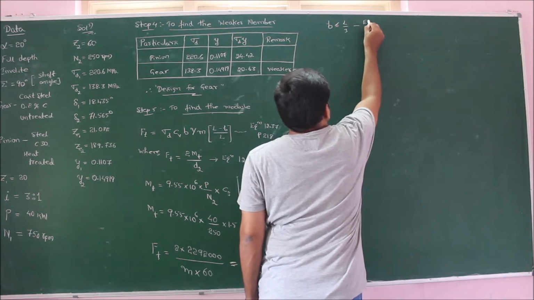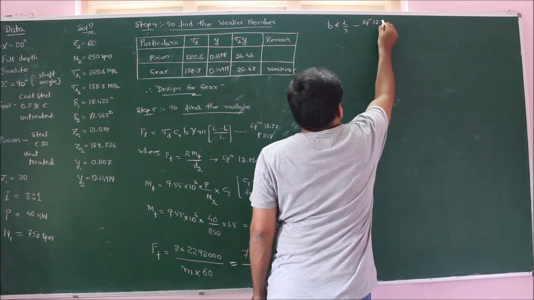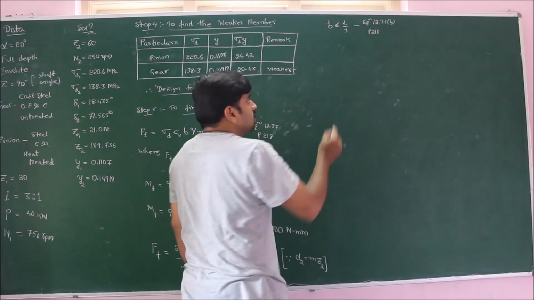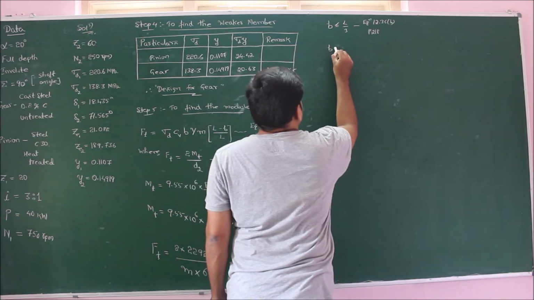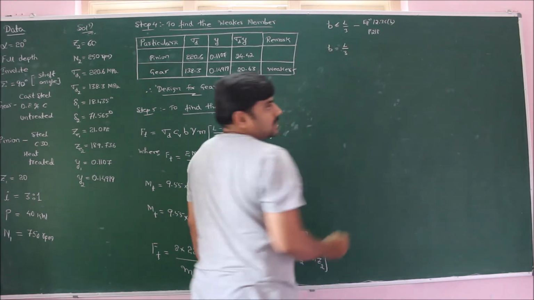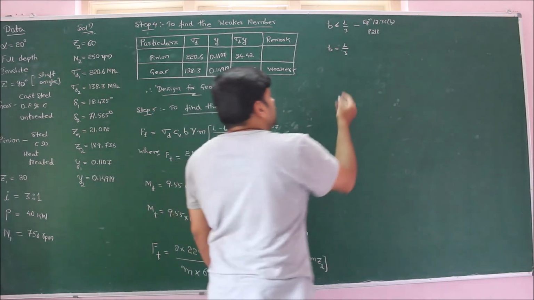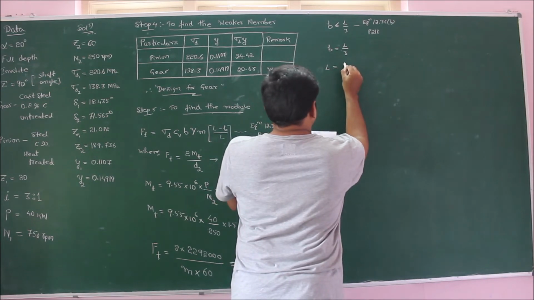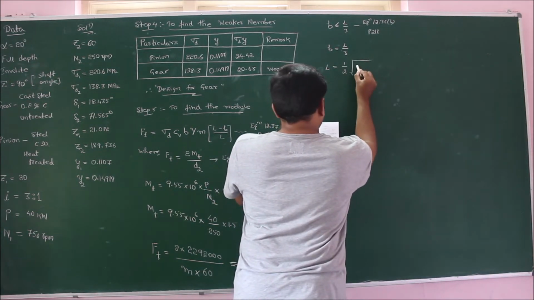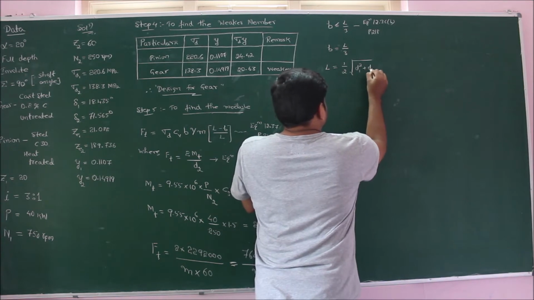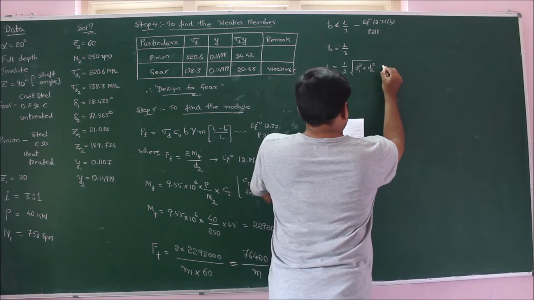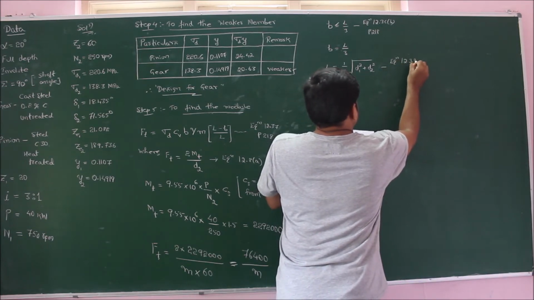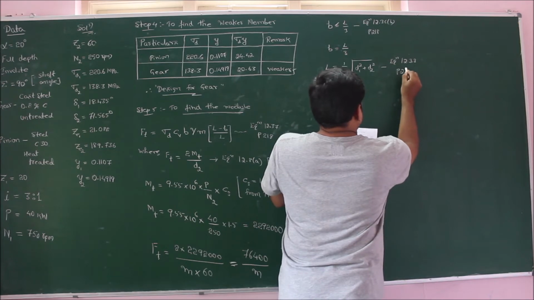This is from equation 12.36b, page number 218. We should take the value as b is equal to L by 3. But L is also unknown. Now we know the equation for L, which is given by L is equal to 1 by 2 times square root of d1 square plus d2 square. This is from equation 12.33, referring to page number 218.